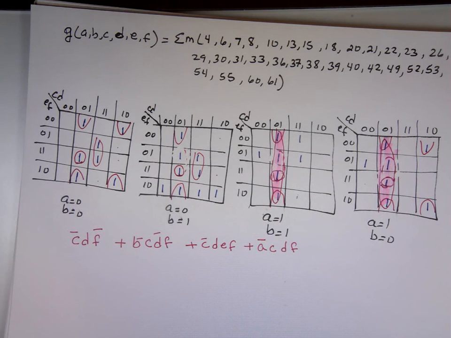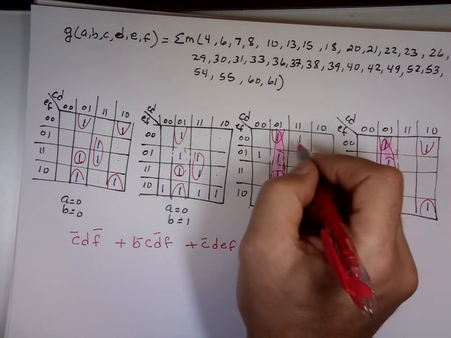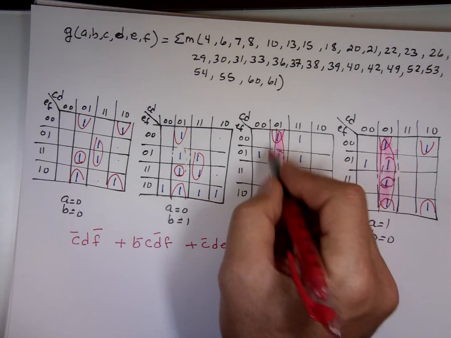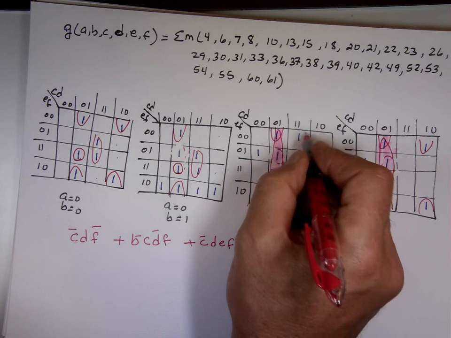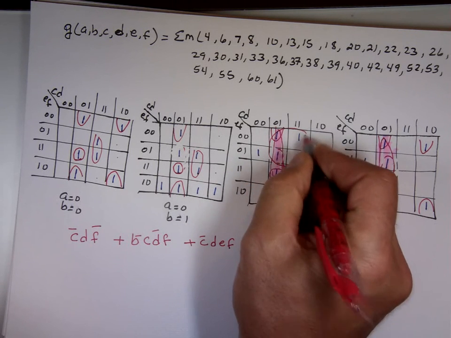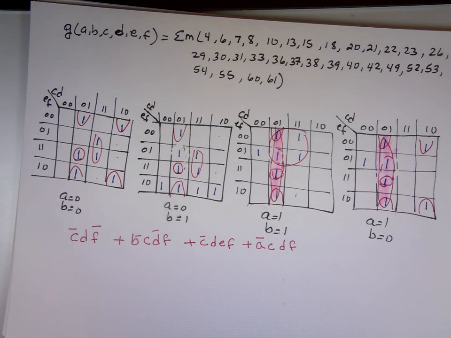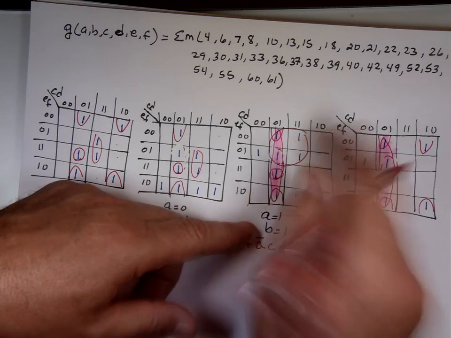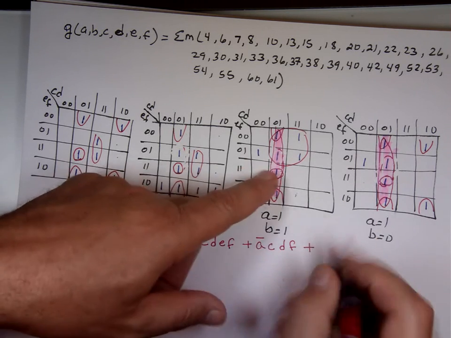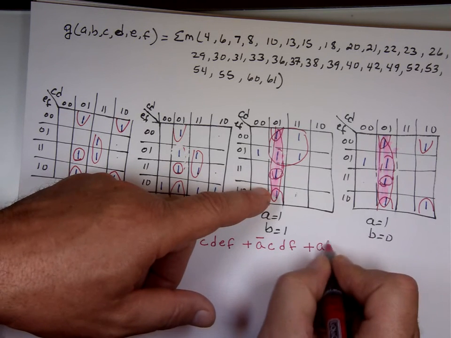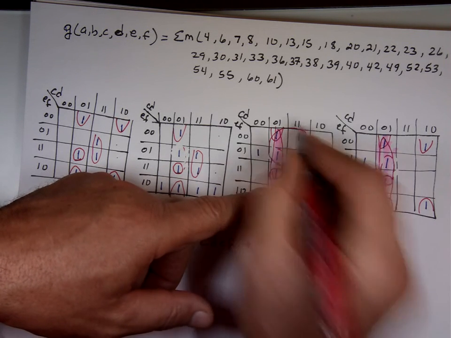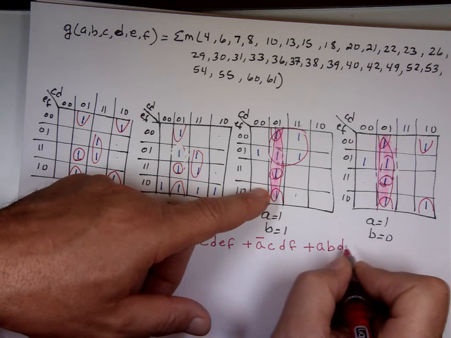I can take these as 4 to get these two. If I take these as 4, that will give me what? A is 1, B is 1. C is changing, D is 1. And what else? E is 0.